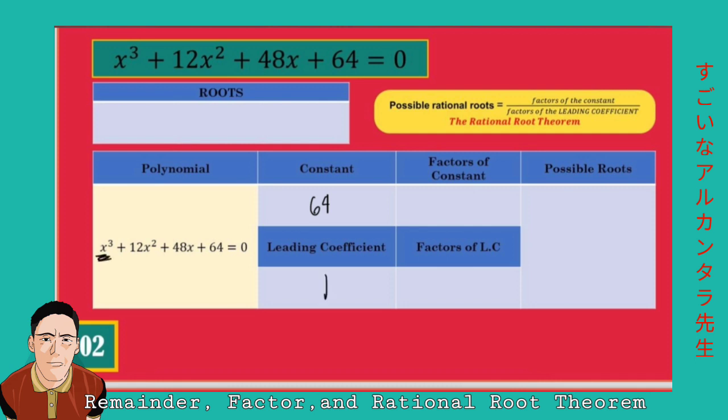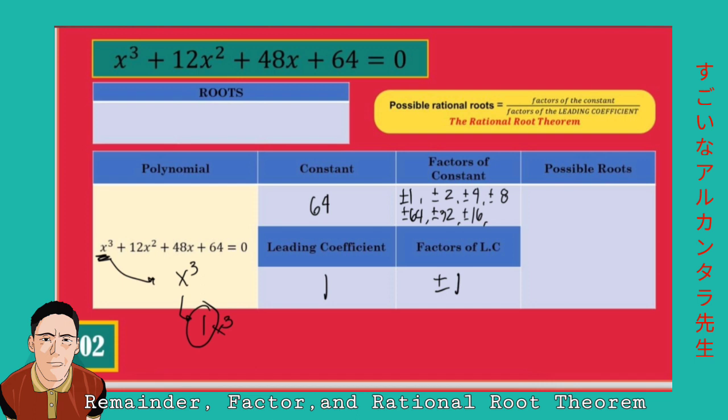When it's x raised to 3, guys, it's automatic that there is a 1 next to it that we don't write, okay? So always 1. So factors of the leading coefficient is positive, negative 1. For the constant, positive, negative 1. We multiply that to positive, negative 64. What else? Positive, negative 2. So positive, negative 32. We also have 1. Positive, negative 4. Positive, negative 16. Also have positive, negative 8. We multiply that to 8 also. So we have those following factors for the constant.